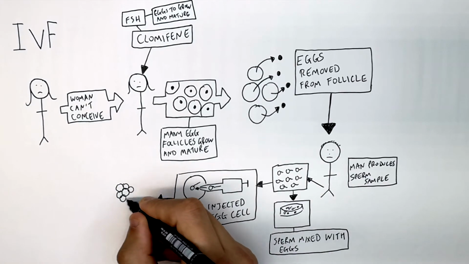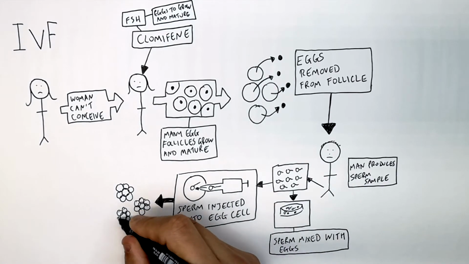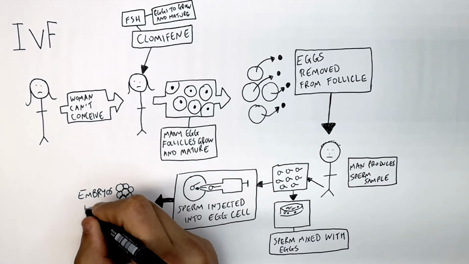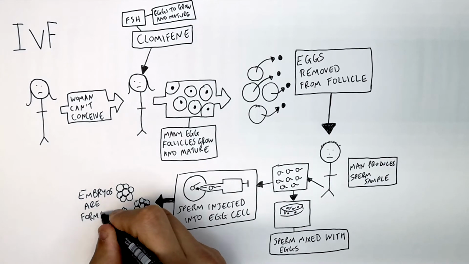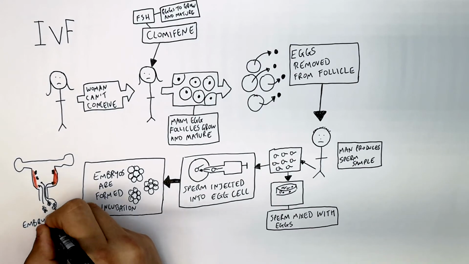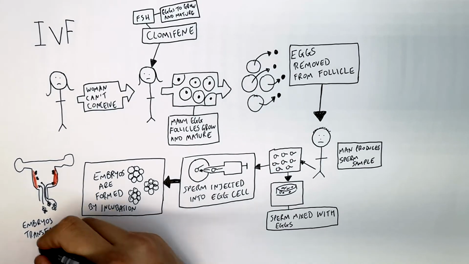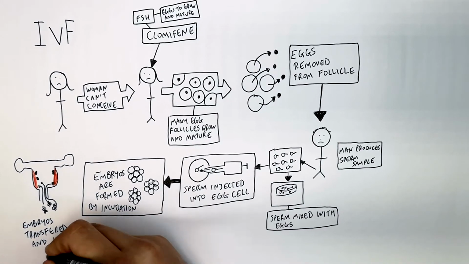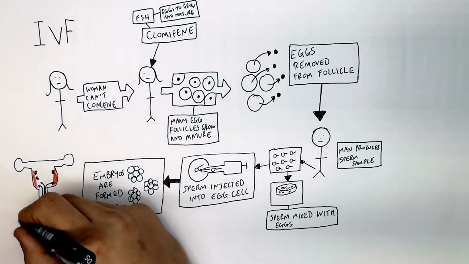Now the egg has been fertilized by the sperm, embryos then form, whereby embryos are formed by incubation. So now when the embryos are ready, they're going to be implanted into the uterus of the mother. So the embryos are transferred and implanted into the uterus of the mother.